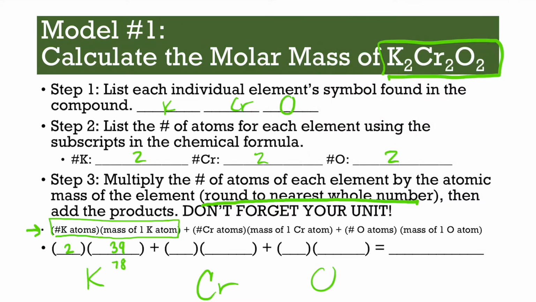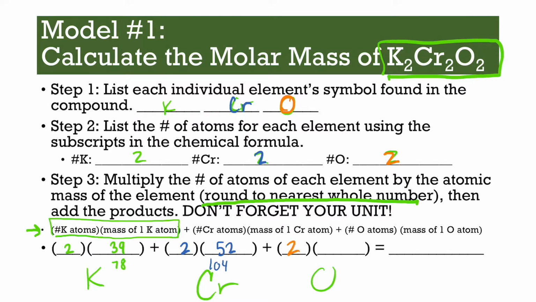So now let's look at Cr. So in our formula we have 2 Crs, and according to your periodic table, Cr has a mass of 52. And so that gives you 104 grams. And so now we got to look at our oxygen.